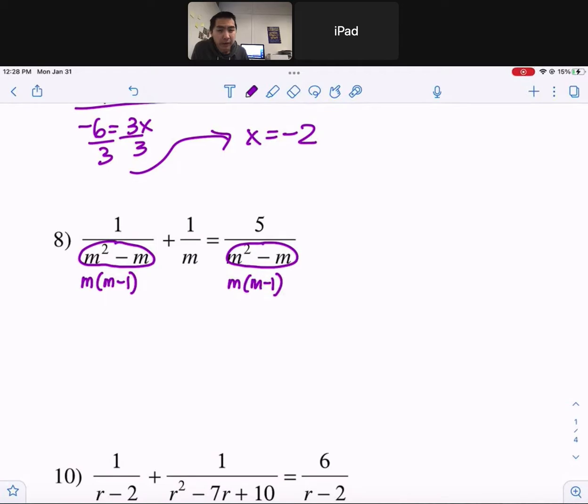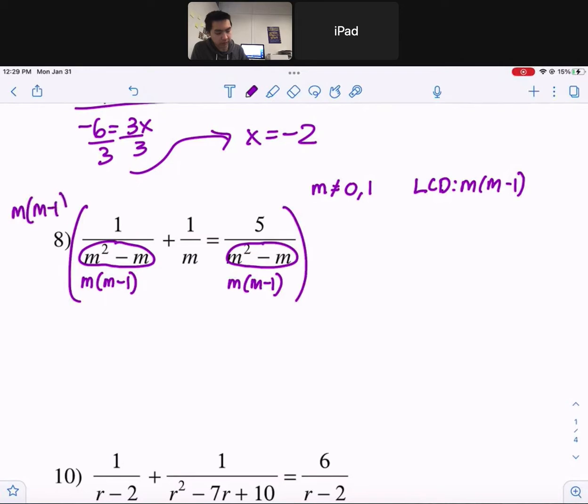Okay, so m cannot be 0, because if you plug 0 in here, you're going to get 0, and m cannot be 1, because if you plug in 1 here, 1 minus 1 is 0. So the LCD is m times m minus 1. So we're going to multiply this whole thing by m times m minus 1.